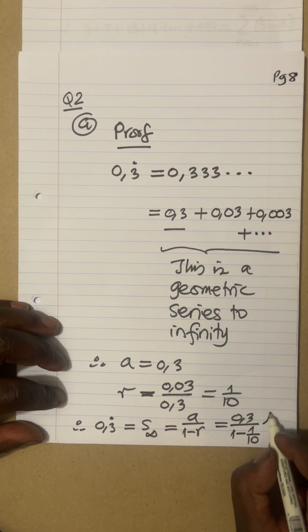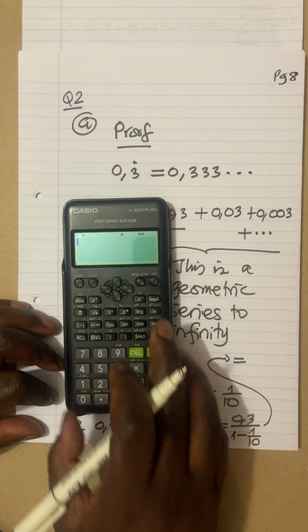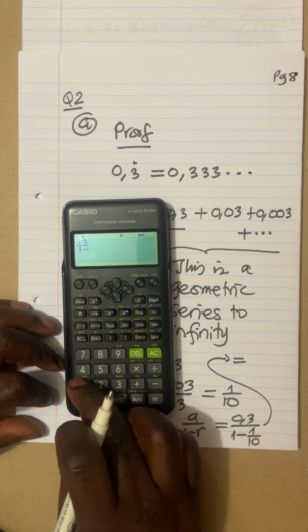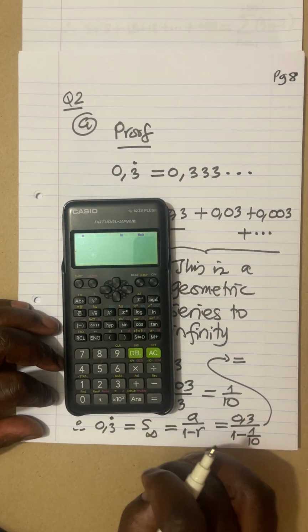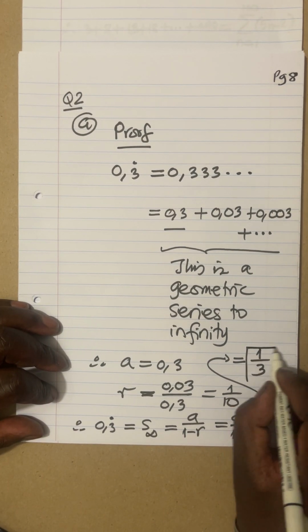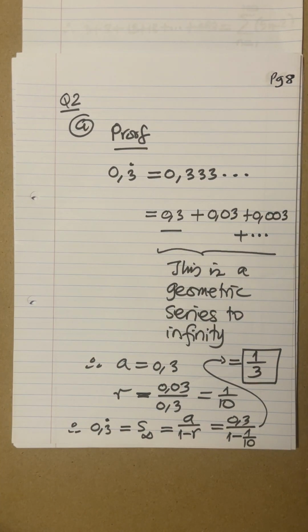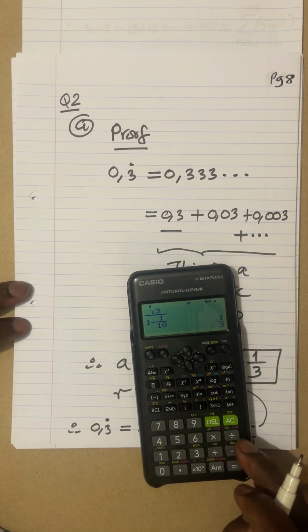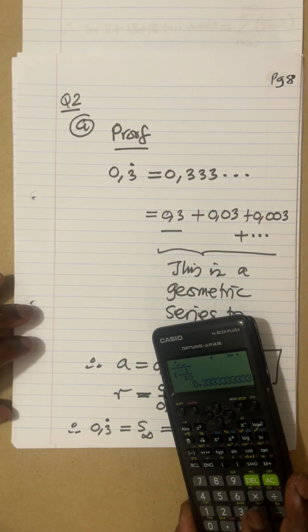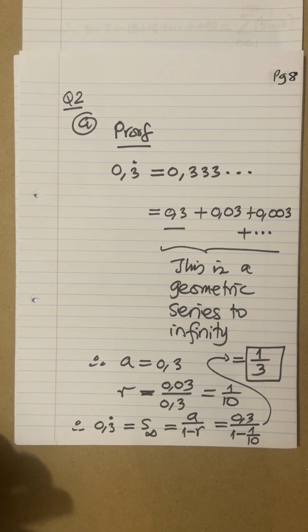Punching this into a calculator, check this out: 0.3 all over 1 minus 1 over 10. The calculator says 1/3. This is exactly equal to 1 over 3. And we all know that 0.333 is actually 1 over 3. Because if you press the equal button here, of course it's 1/3. But if you press the SD button, it gives you 0.333 recurring. There it is. So this is how it would come in an exam for 4 marks.